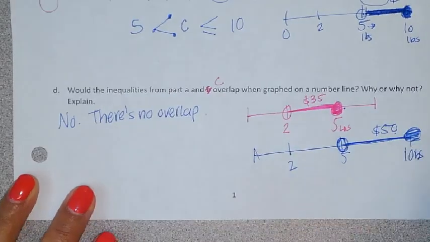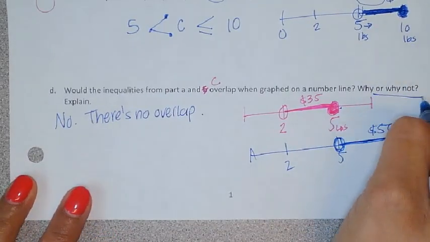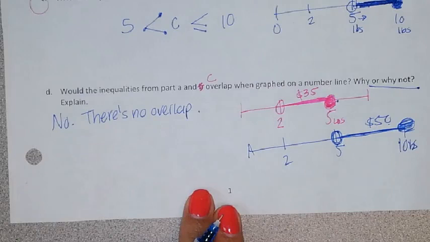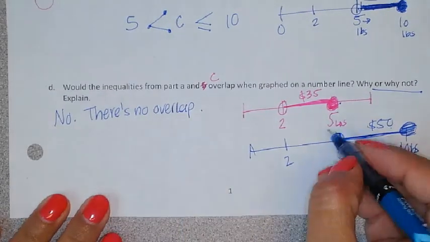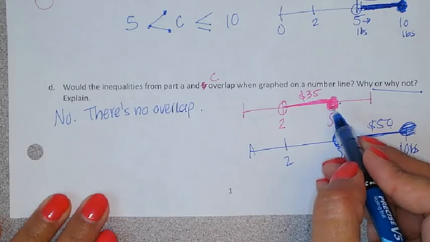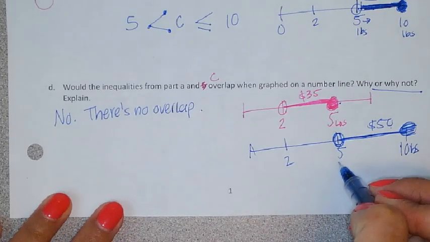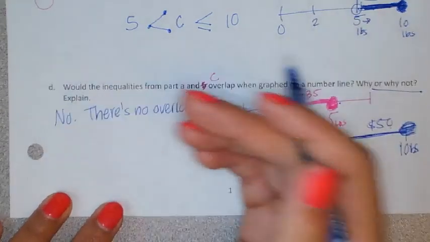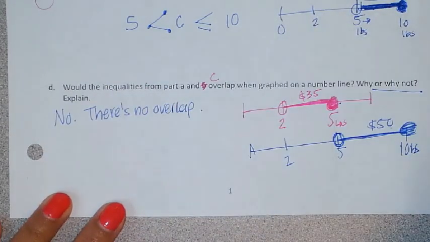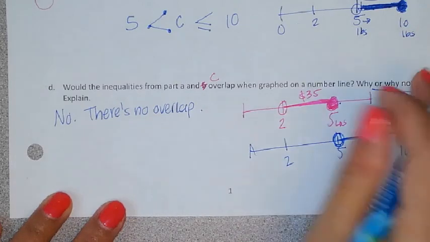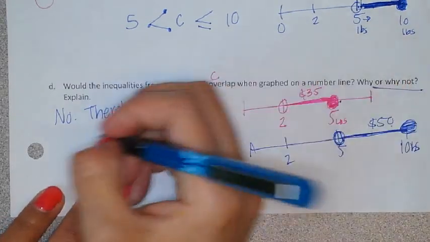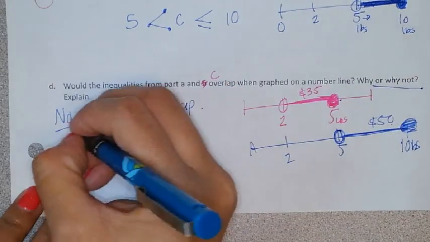But that's not enough for the question, right? They want to know why or why not. So you can explain what I just said, like the chocolate, the 5 pounds is included in the $35 category, and it cannot be also included in the $50 category. Otherwise, the customers will be confused as to what to pay if they buy exactly 5 pounds, right? So it cannot be in both categories. Okay, so I'm going to write that down.